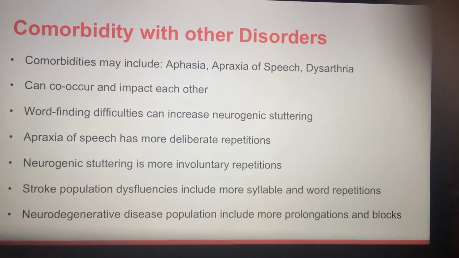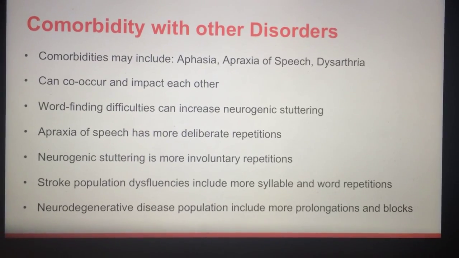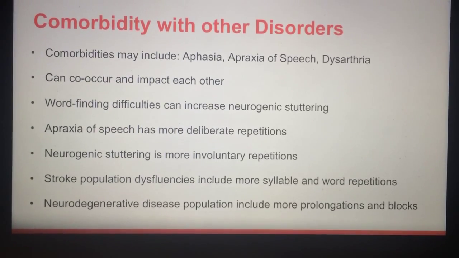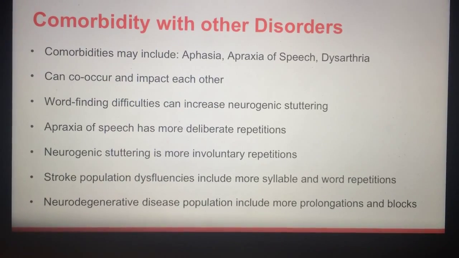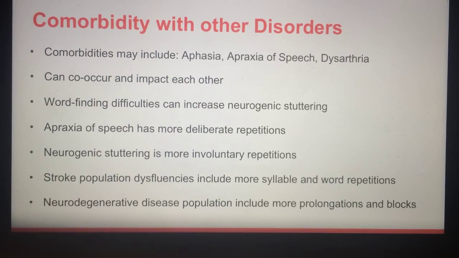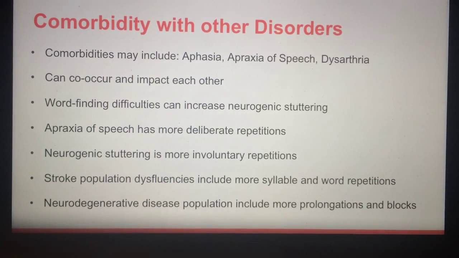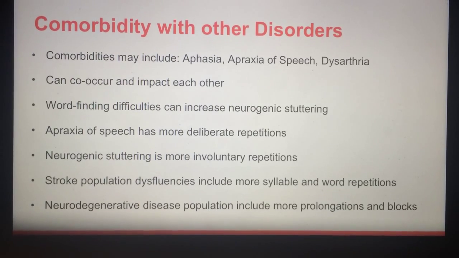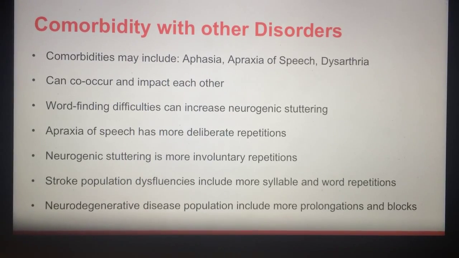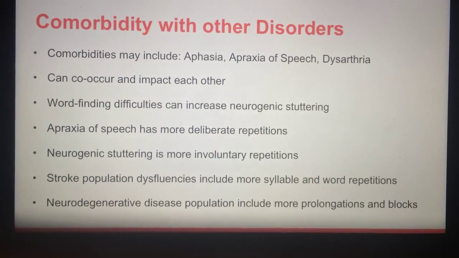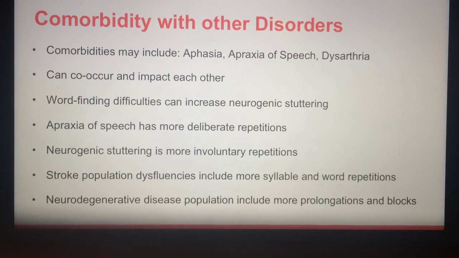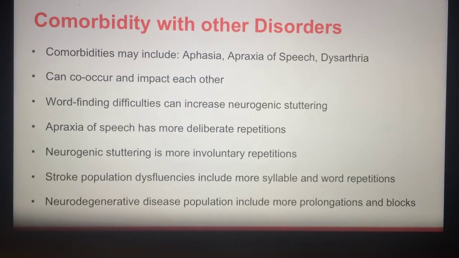Some of the comorbidities that coincide with neurogenic stuttering include aphasia, apraxia of speech, and dysarthria, and these can co-occur and impact each other. Sometimes when people have word-finding difficulties, this can increase the neurogenic stuttering disfluencies. In apraxia of speech, these disfluencies have more deliberate repetitions, so those don't go along with neurogenic stuttering, where you see more involuntary repetitions. In the stroke population, disfluencies include more syllable and word repetitions, and with neurodegenerative diseases, they include more prolongations and blocks.